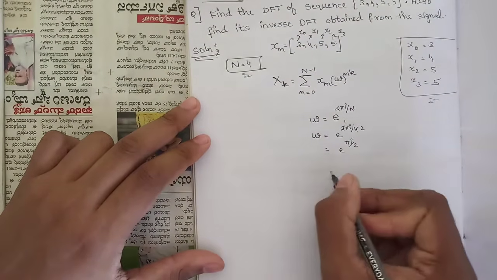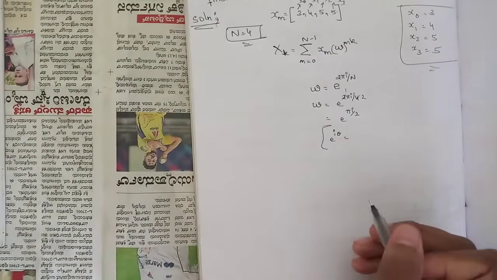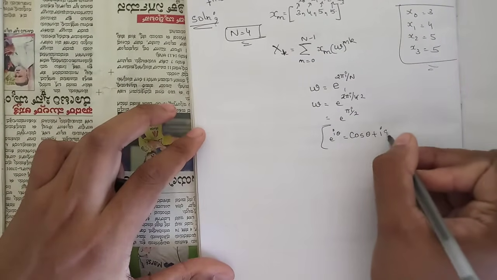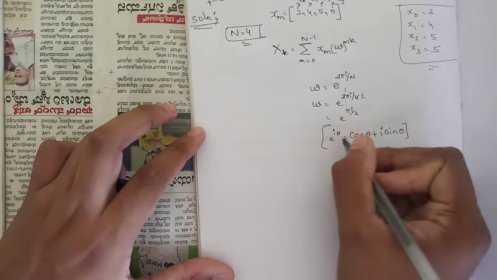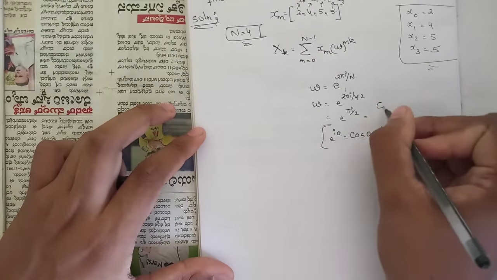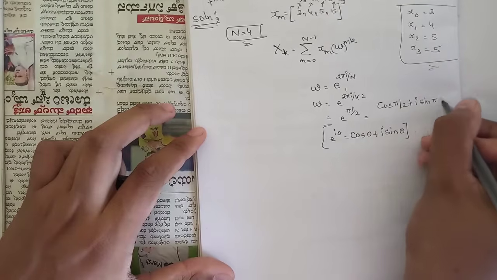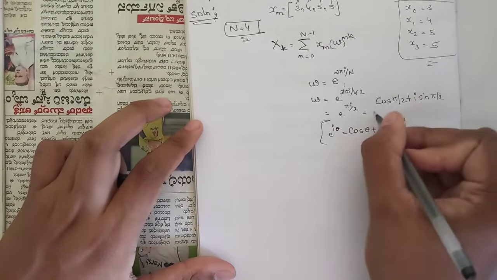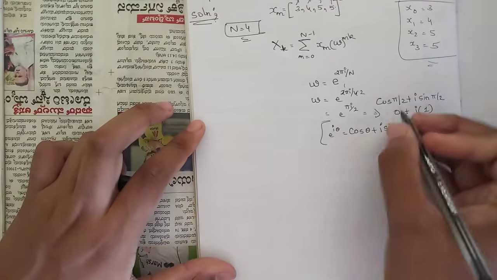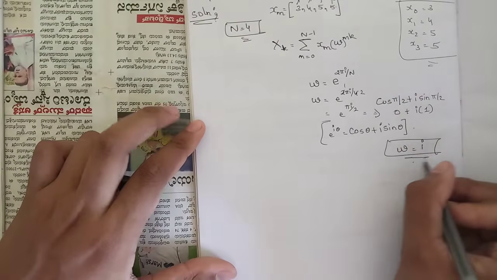So this is again of the form e to the power i theta, and e to the power i theta is given as cos theta plus i sin theta. Here in the place of theta we have pi by 2. So what is the result we are getting here? Cos pi by 2 plus i sin pi by 2. Now substitute the value: cos pi by 2 is 0, plus i into sin pi by 2, which is 1. So we are getting the final value of omega equal to i.